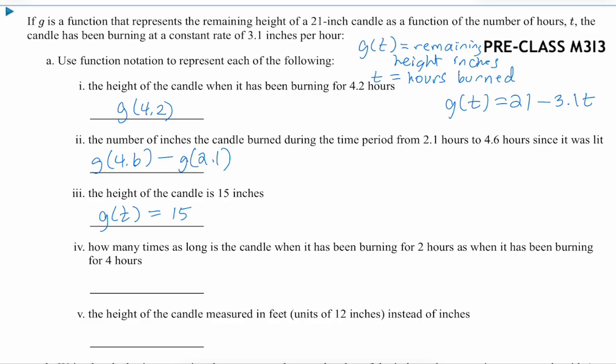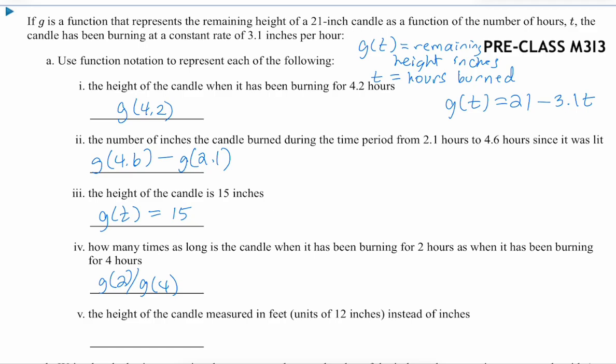So I'm going to put there how many times. So I'm going to do G of 2 divided by G of 4. I don't know what your numbers are compared to mine, but I think that's going to get us what we want for that one. And then finally, in this last bullet here, it says the height of the candle measured in feet instead of inches.